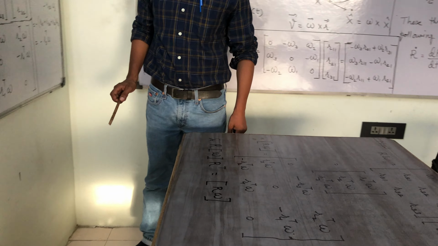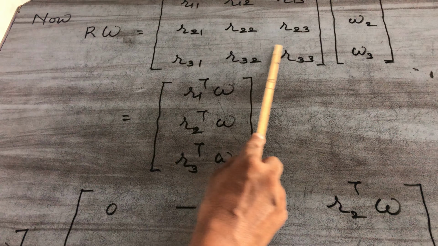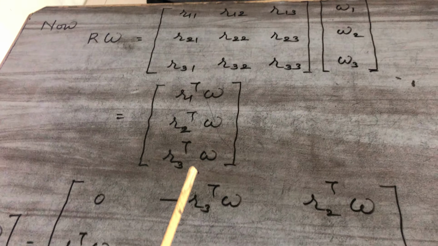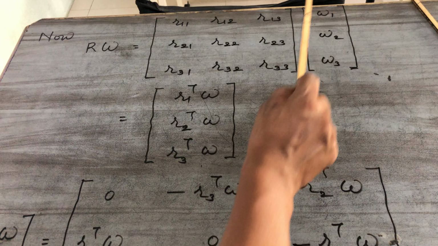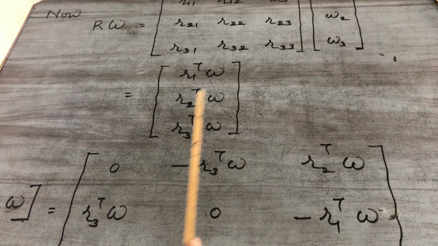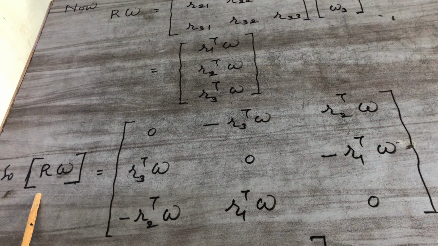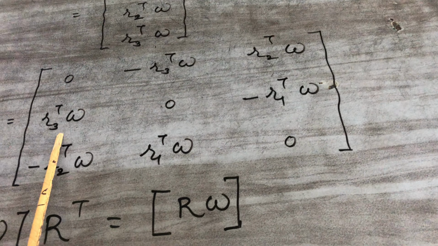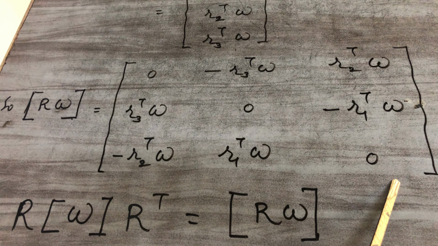Now here, R omega. R is this as it is, the original rotation matrix. Omega is omega 1, omega 2, omega 3. So it is this one into this one, so R1 transpose omega. This one into this one, R2 transpose omega. This one into this one, R3 transpose omega. Now we are taking the skew symmetric matrix of this. According to definition: 0, minus R3 transpose omega, R2 transpose omega; R3 transpose omega, 0, minus R1 transpose omega; minus R2 transpose omega, R1 transpose omega, 0.